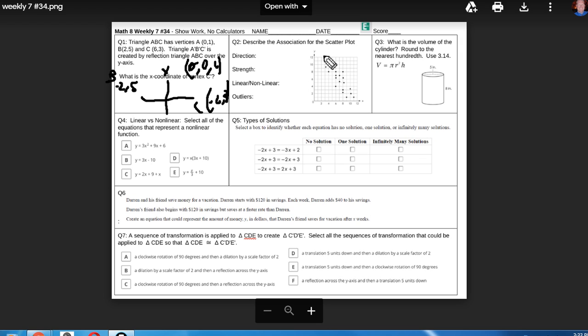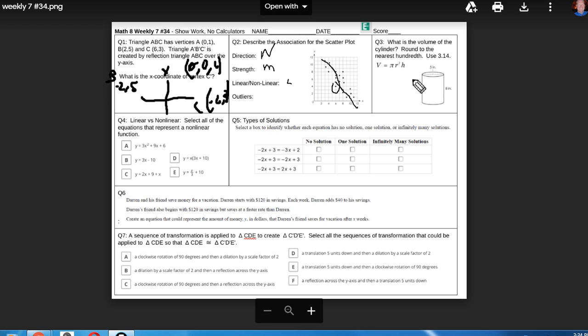Okay, so the direction on this would be negative. So write negative in there for directions. Your strength would be, I'd say, moderate, and I would call this linear. And outliers, I mean, you could say that this one here is an outlier, but you could also easily say no.